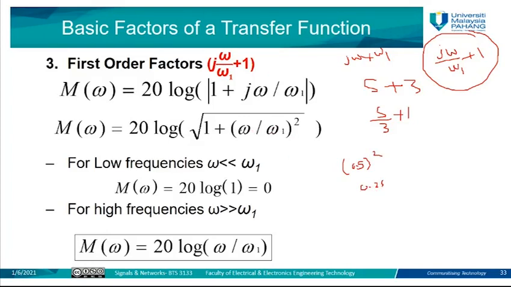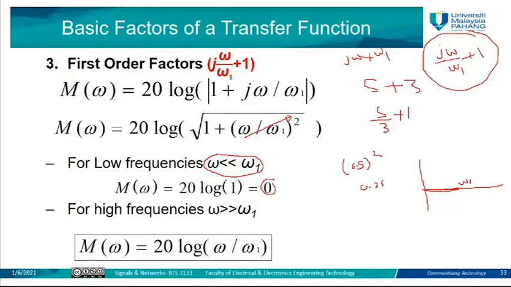If this part is smaller compared to 1, then this part will be ignored. So we have the square root of 1, which is 1. So 20 log 1 gives you 0. That means all the values of omega that are less than omega 1 will give you a log magnitude of 0. Imagine that this is the frequency line, and this is omega 1 here. Based on this equation, for the values of omega less than omega 1, all the values will be 0.